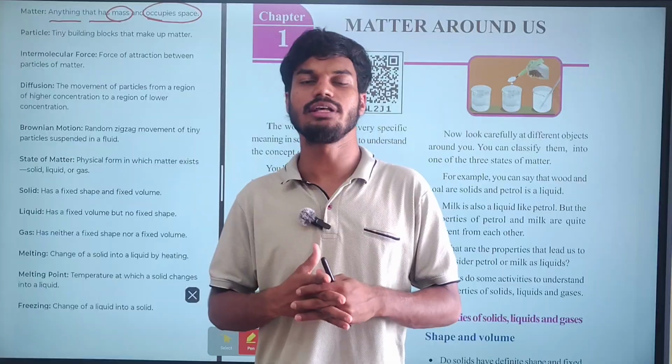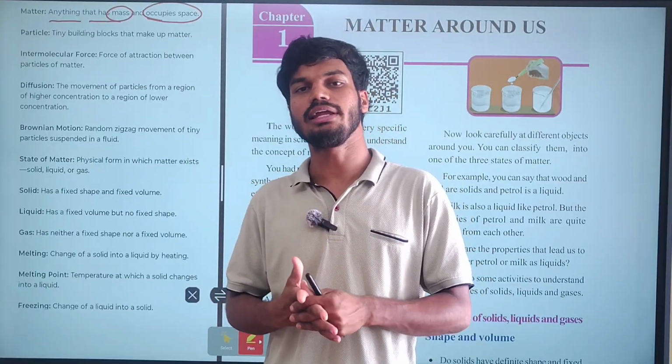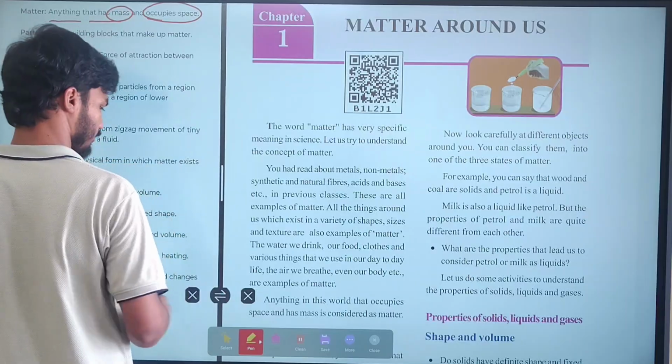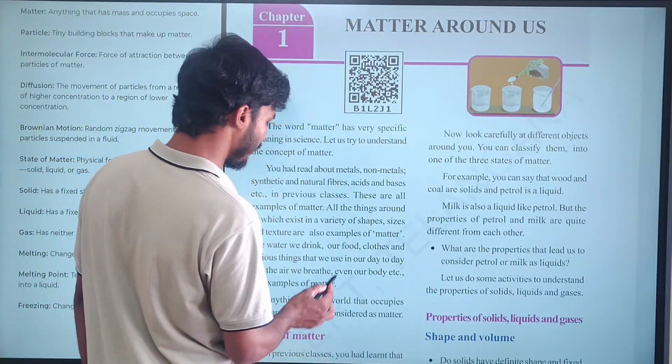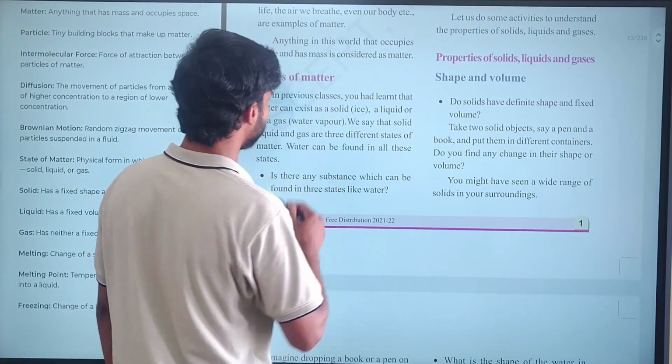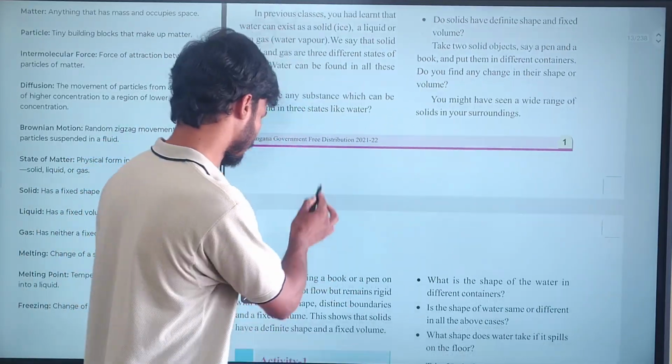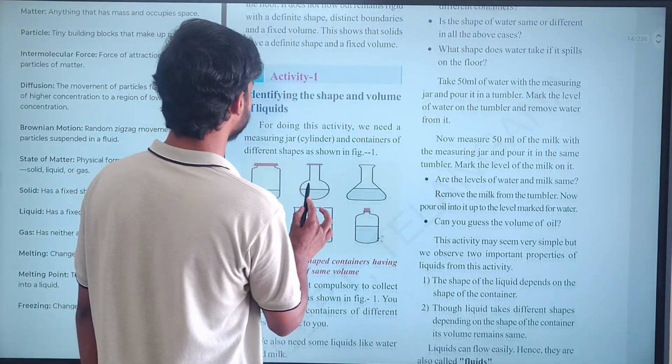In this chapter we are going to discuss the properties of solids, liquids and gases. States of matter are classified into three categories, that is solid, liquid and gases. Look at this Activity 1.